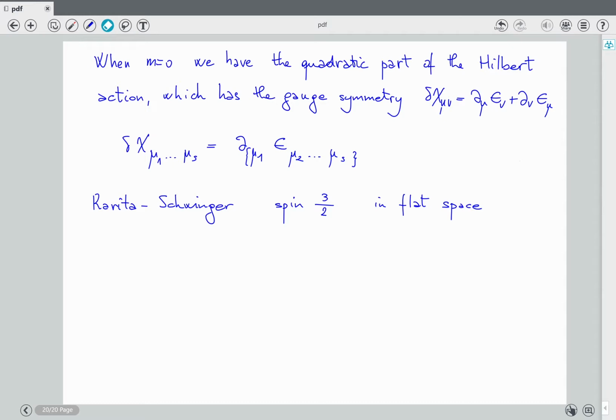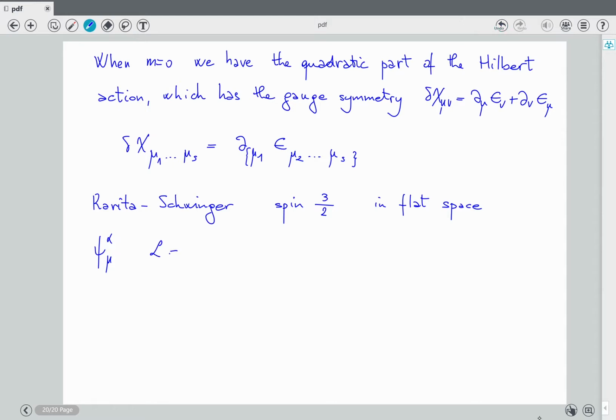So the Rarita-Schwinger spin 3/2 field in flat space is described by a spinor. Spin 1/2 field is described by psi alpha, where alpha is the spinor index. Well, psi mu alpha. That's a spinor and a vector with spinor index alpha and a Lorentz index mu. Because this is 1/2, this is 1, so you build a spin 3/2 field by means of something that's both 1 and 1/2, so to speak.